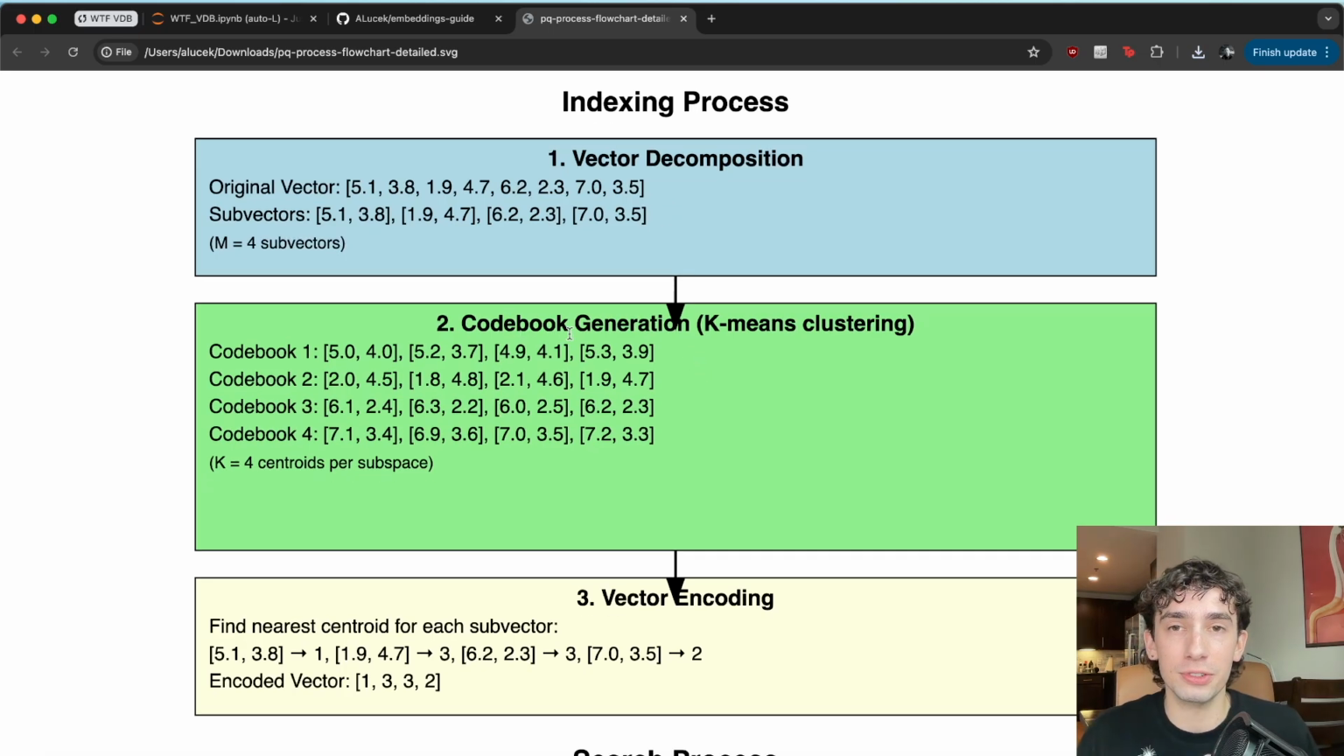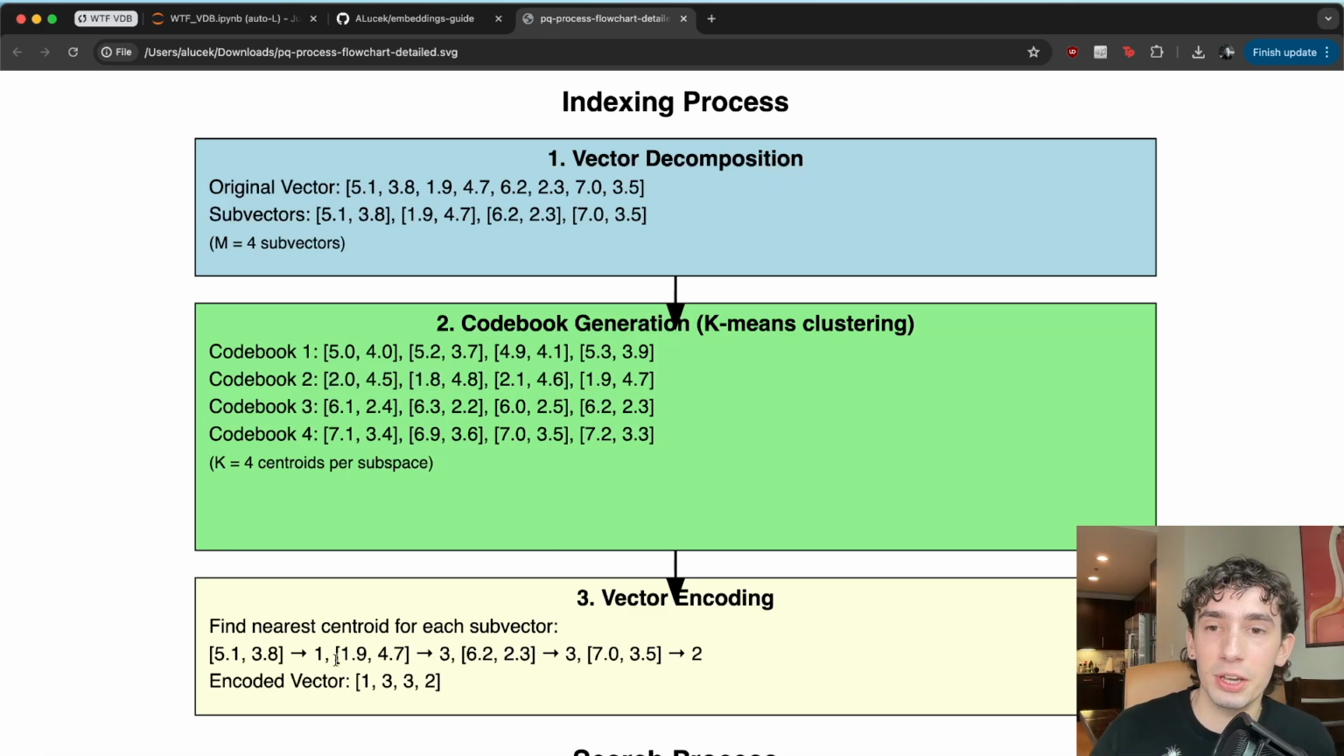And then these codebooks are generated with k-means clustering, which will attempt to approximate the centers between these 2D vectors as best as possible, with a little bit of random initiation so that they're not all the same. So as we can see, between 5.1 and 3.8, it becomes 5.0, 4.0, 5.2, 3.7, 4.9, 4.1, all different approximations of what 5.1 and 3.8 could be. And this is done for each subvector space. Of course, with multiple vectors, these will be a little bit different.